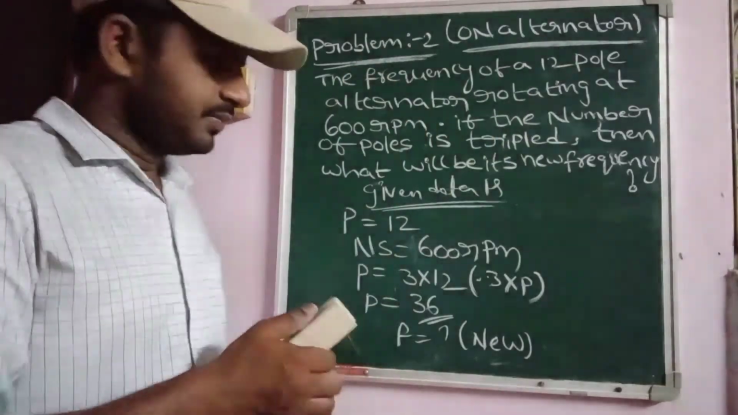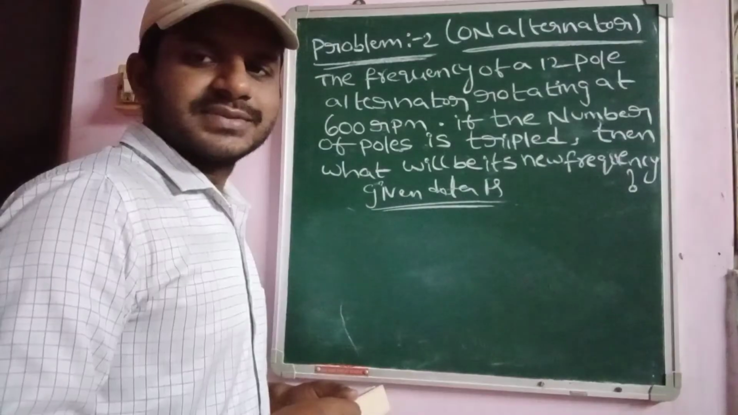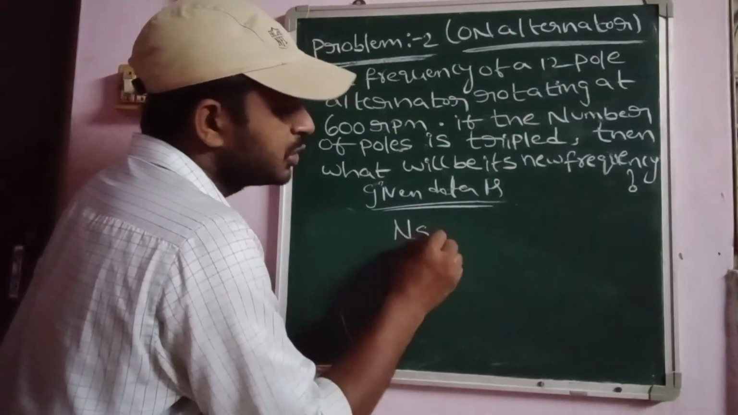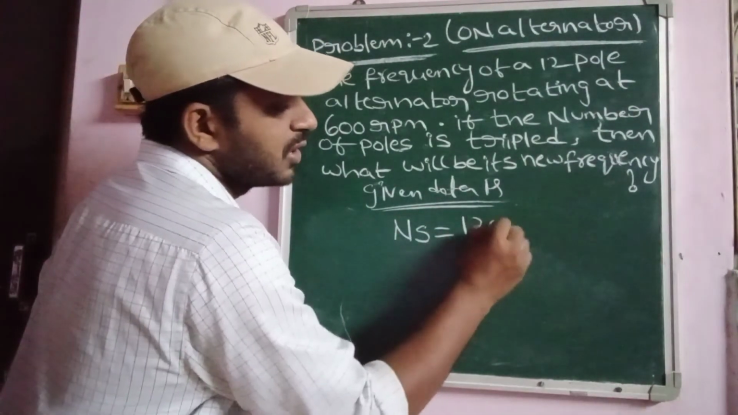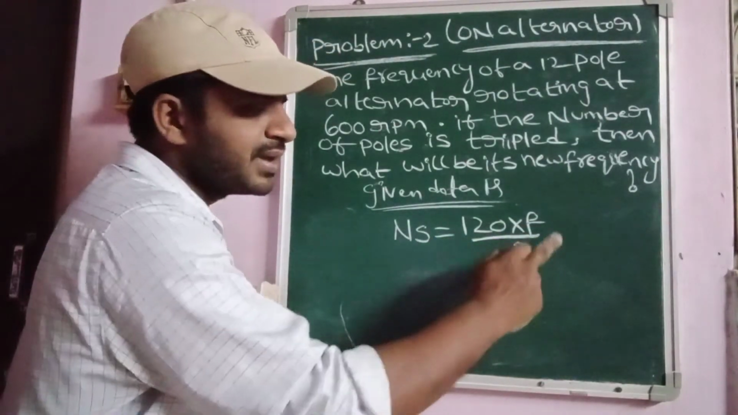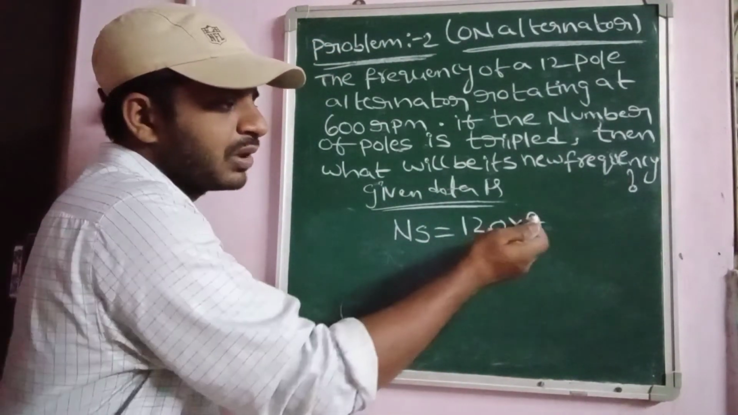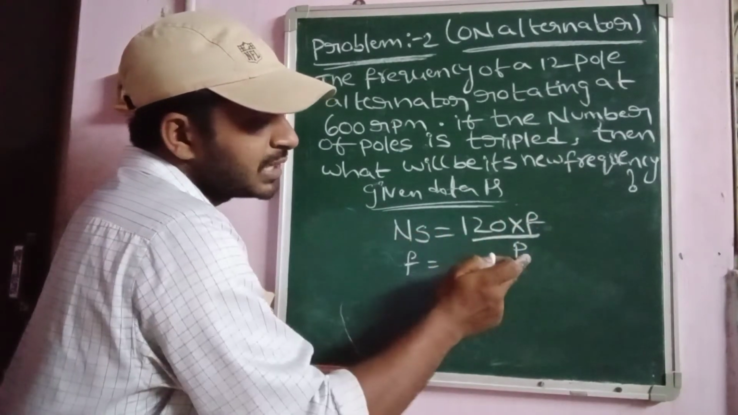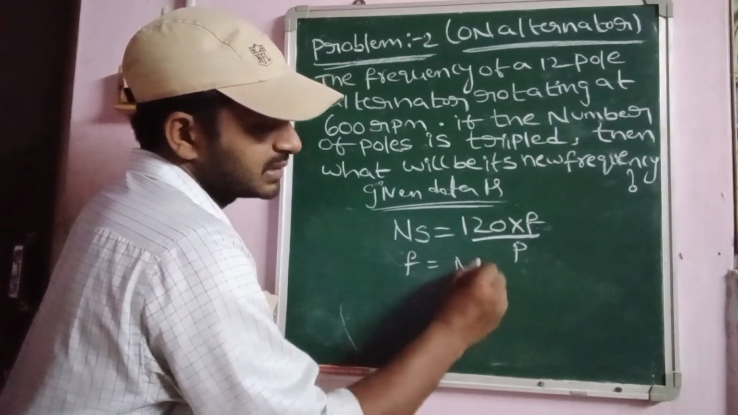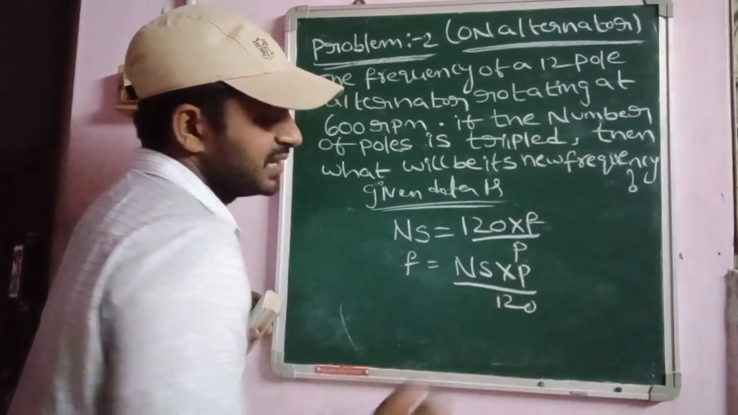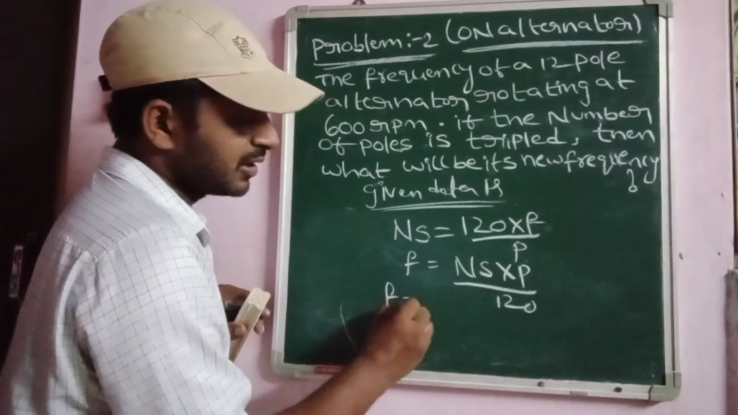Okay. So already you know that the synchronous speed of a synchronous machine is given as Ns = 120 into f by p. Okay, 120 into f by p. Here we want frequency, so we get f is equal to Ns into P by 120. Okay, Ns into P by 120. So from this we can easily get the frequency.